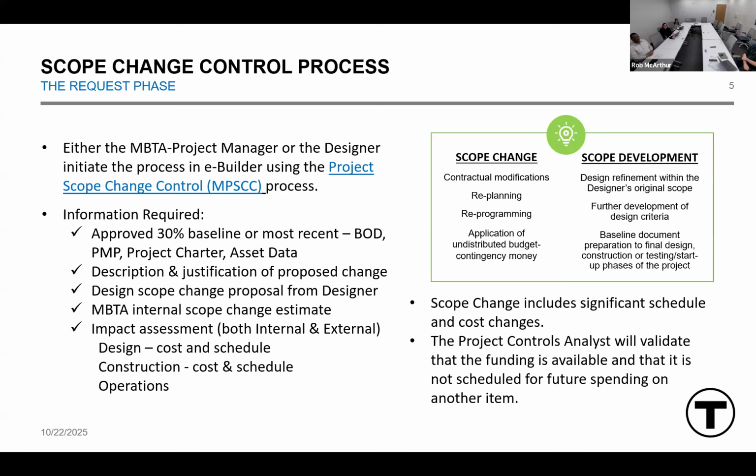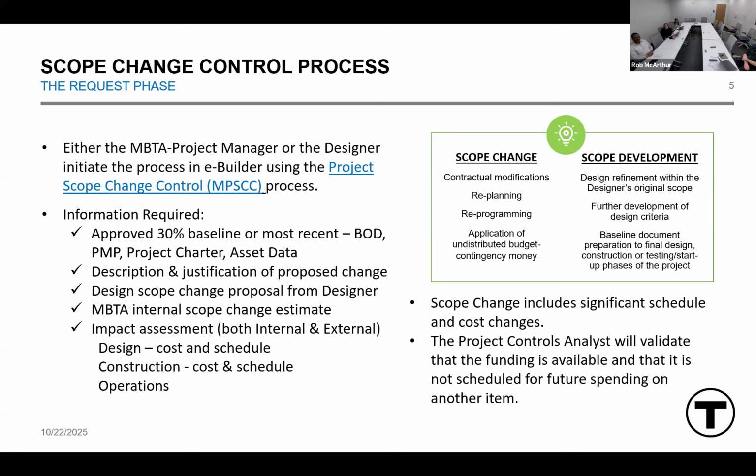So here's a bit of an overview of the request phase of the process. Either the MBTA project manager or the designer can initiate the process in eBuilder, and the process is titled Project Scope Change Control, or MPSCC for short. The information required to start the process is an approved 30% baseline or the most recent basis of design, project management plan, project charter, or asset data.